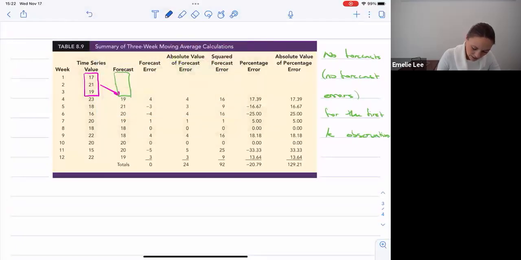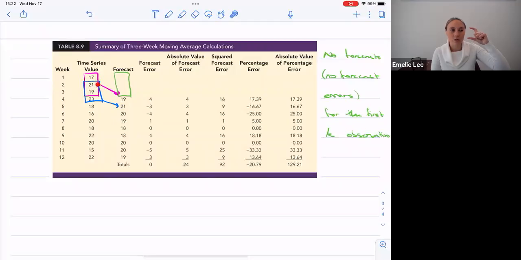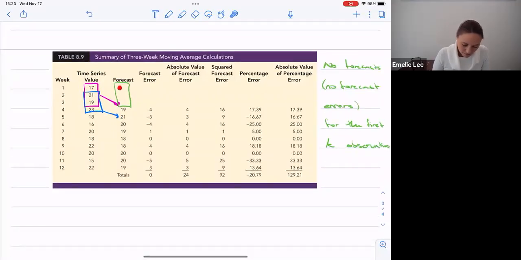Okay. So if you take the average of 17, 21, and 19, you should get 19. Then we move down one, and take the previous three: 21, 19, 23. Once we average those, we should get 21. And so it keeps bumping down, bumping down, bumping down. Good, but it's lacking forecasts for the first K values.